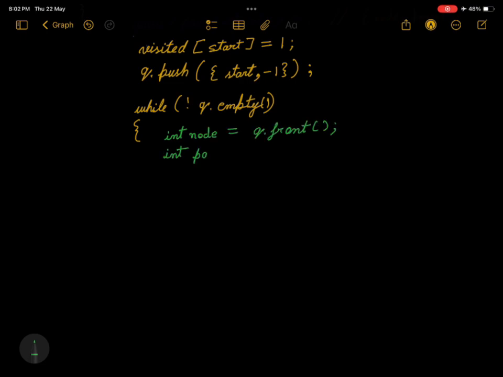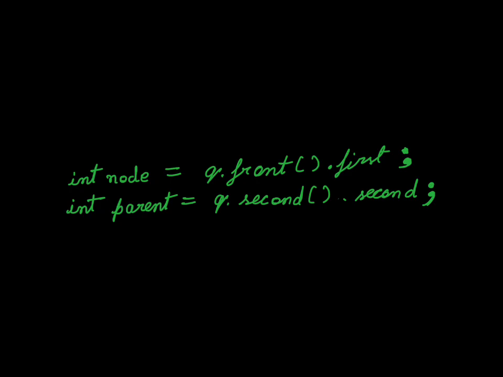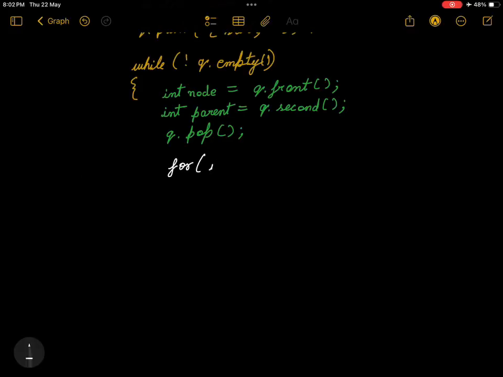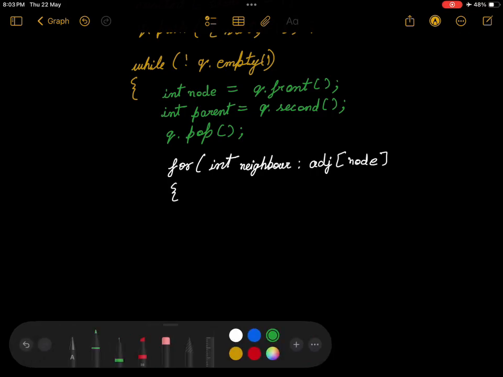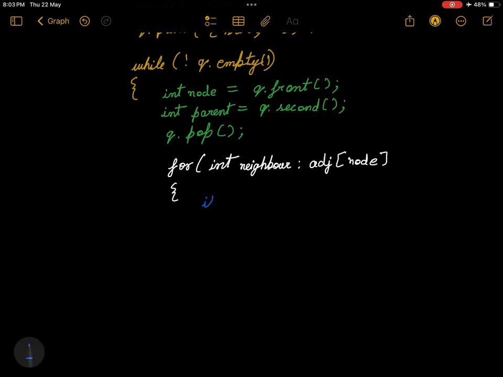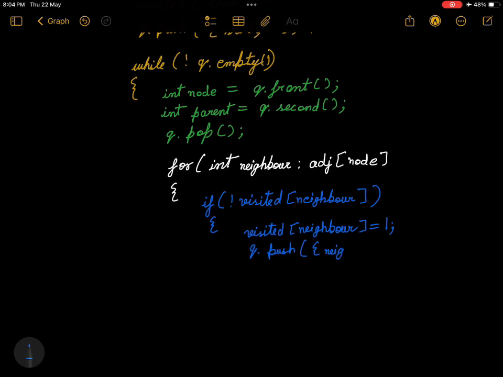Here we will just pick out the node and the parent from the queue, and then we will pop the node. Small correction here, it should be queue.front.first and second. Then we're gonna traverse it, for the neighboring nodes. So again, similar thing, if it's not visited, we will simply call a BFS, right? We will mark it as visited and we will push it into the queue.